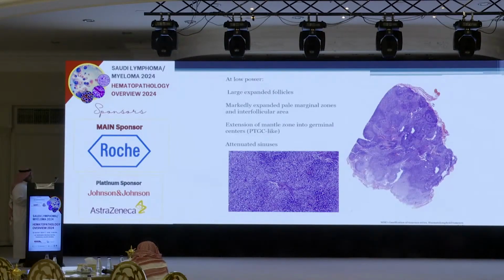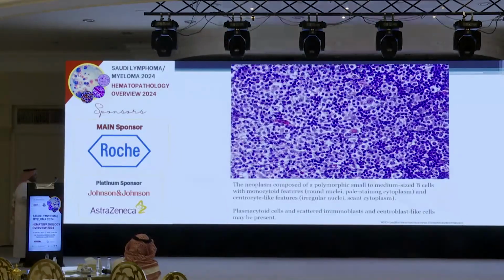There is also what we call BTGC-like features as the mantle zones start infiltrating the germinal center. The sinuses are generally attenuated or obliterated.